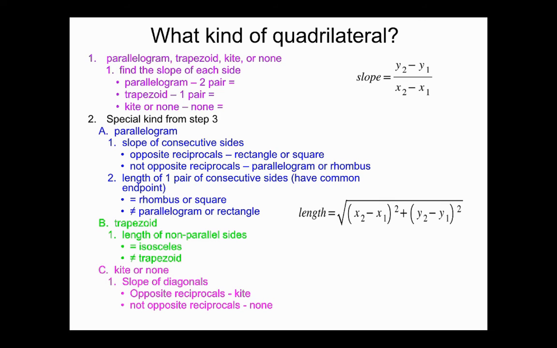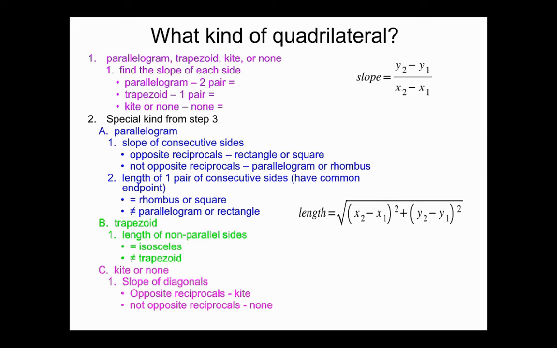And we once again look at the slopes to compare consecutive sides to see if we get right angles. Opposite reciprocal slopes will be perpendicular to get right angles. And we're going to look at the length of a pair of consecutive sides because if consecutive sides are congruent, then all sides are congruent.